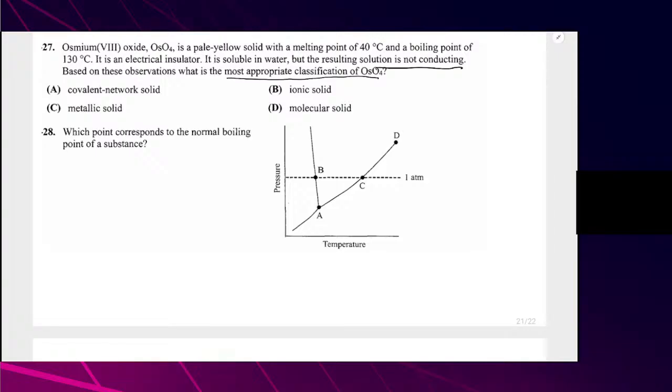So it tells us there are no ions, no plus and minus. I mean, there is no charge carrier to conduct the electricity over here. So I'm pretty sure this one is not an ionic solid.